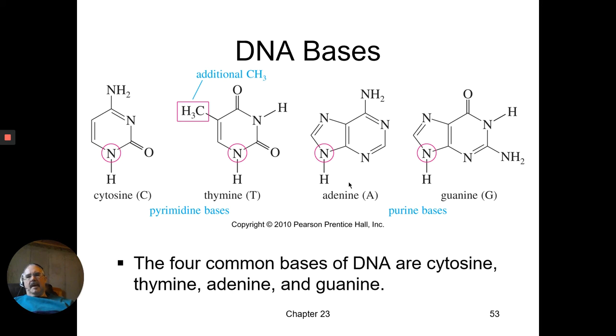These are the bases of DNA. The difference between DNA and RNA is that instead of uracil, we'll have thymine. Uracil does not have this methyl group here, but the other 3 bases are in common.